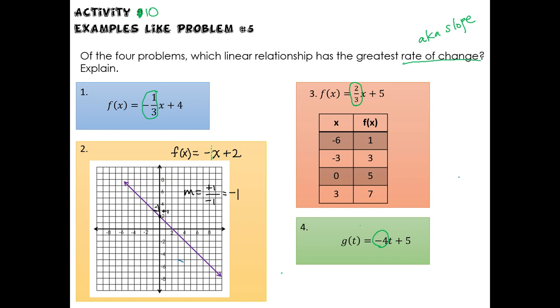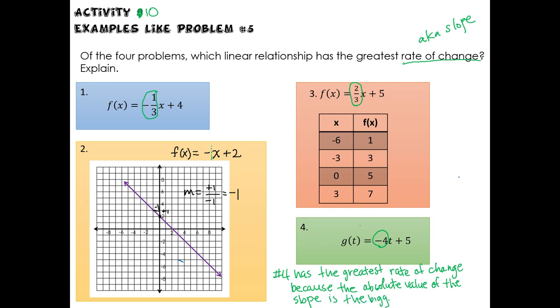So we would say number 4 has the greatest rate of change because, let's see, shall we say, the absolute value of the slope is the biggest. Biggest number?